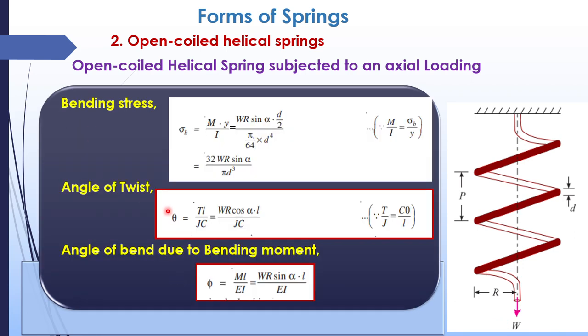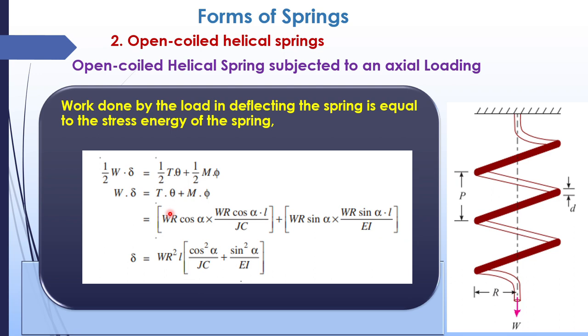Now the angle of twist theta is TL by JC as per the torsion equation, which is already explained in lecture number 21. In that, T is equal to WR cos alpha, and L is itself, J into C. Angle of bend phi is nothing but ML by EI. M is nothing but WR sin alpha, L divided by EI. So angle of bend you got, angle of twist also you got.